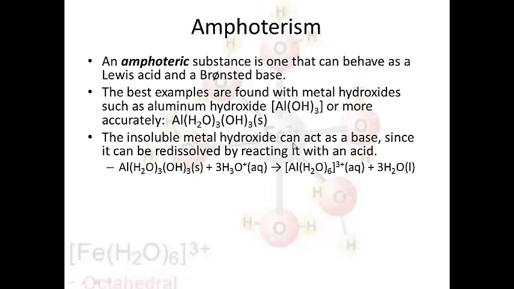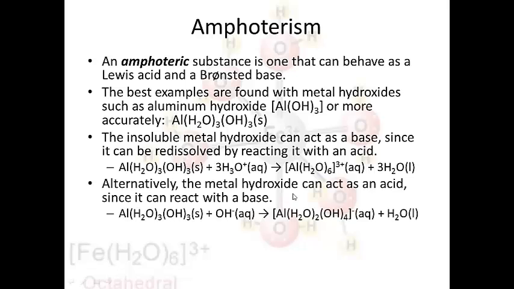Our metal hydroxide can act as a base when it's reacted with an acid. So note that we have 6 waters in a complex ion versus the 3 waters and the 3 hydroxides. The metal hydroxide can also act as an acid since it reacts with the base as follows. This is the same aluminum hydroxide that we started with, but now we're reacting it with hydroxide ion. You can see that instead of 3 H2O, there are now only 2, and we have 1 more hydroxide. This is an ion, so it is now soluble in water. So this precipitate, this solid, is redissolved. Aluminum hydroxide is said to be amphoteric.